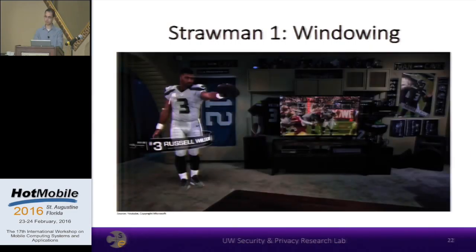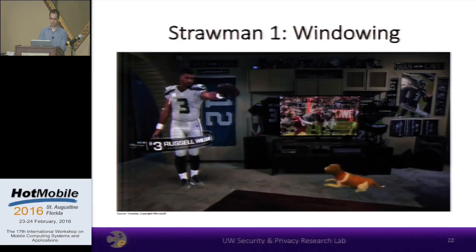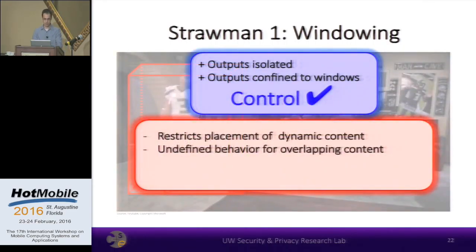However, consider a scenario in which multiple applications wish to display dynamic 3D objects that need to move throughout the user's environment. It is not clear how traditional windows would support such movement, as this would entail applications essentially moving their own windows. Furthermore, if windows from different apps were to overlap, then objects could occlude each other in undefined and possibly undesirable ways. So to recap, while windows provide a certain degree of control over visual outputs, they provide insufficient flexibility for rich AR scenarios.